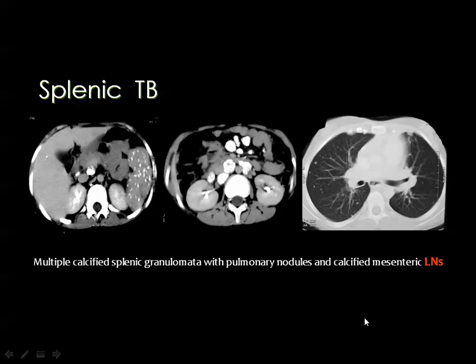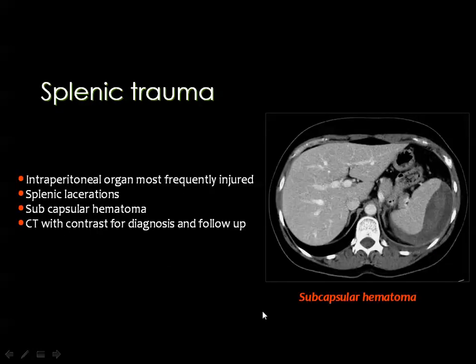This is one of the cases of calcifications in the spleen, and also a small focus of calcium in the liver, as well as calcification of the mesenteric lymph nodes. And also there are some calcified foci scattered in the lung, and this is TB of the spleen and the liver, mesenteric lymph nodes, as well as the lung.